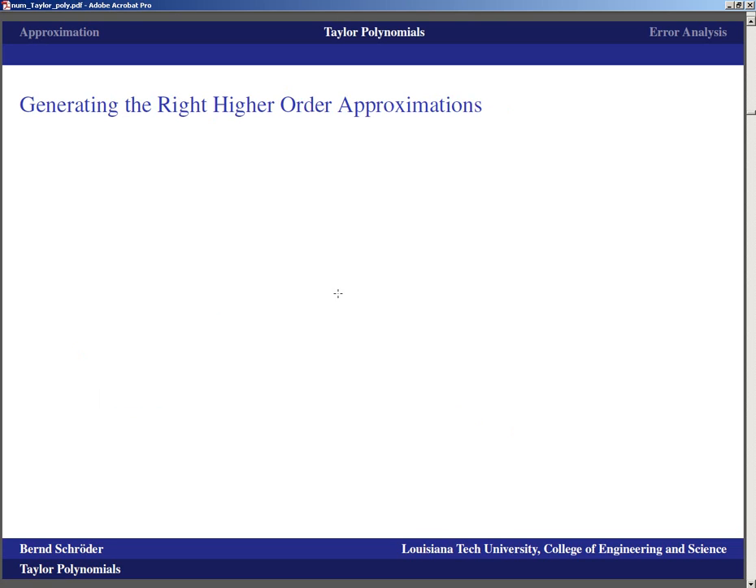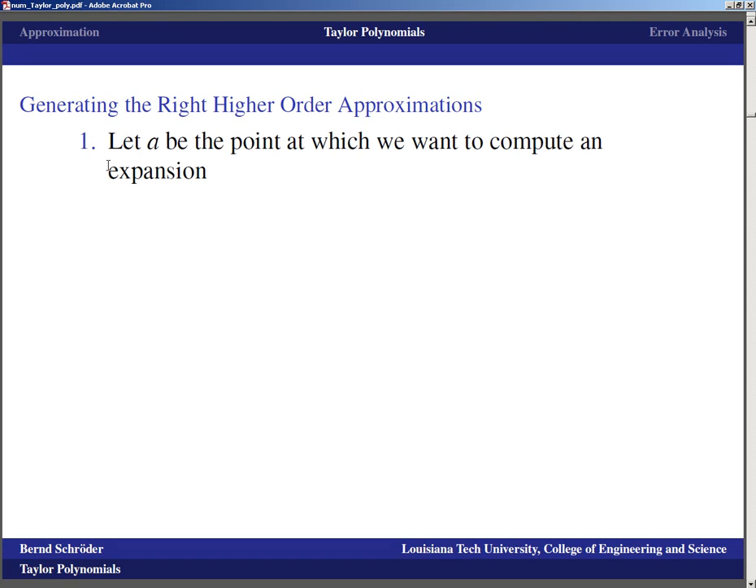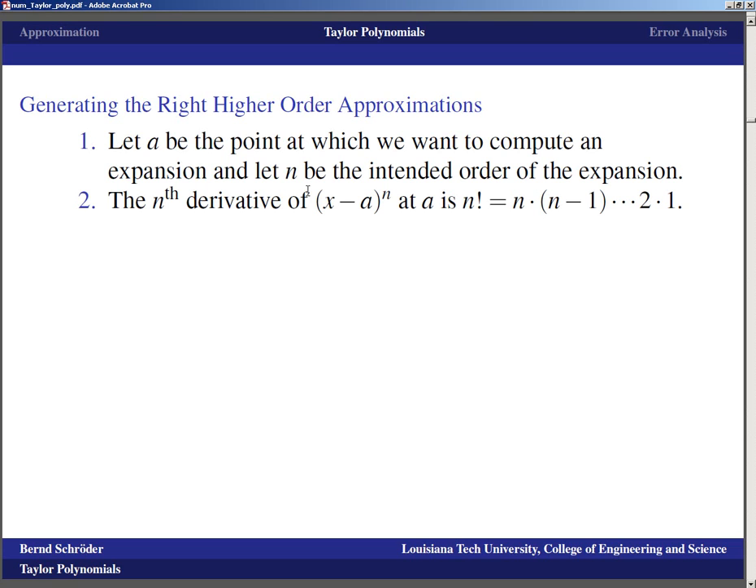And so the question is, how do we generate the right kinds of higher order approximations? What is behind that sequence of pictures that we've just seen? And so we will start with a point a at which we want to compute an expansion, a Taylor polynomial. And we let n be the intended order of the approximation. So if we want to have a fifth order approximation, n is 5, for example.